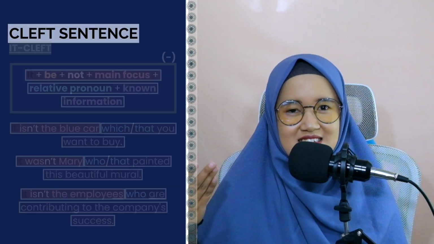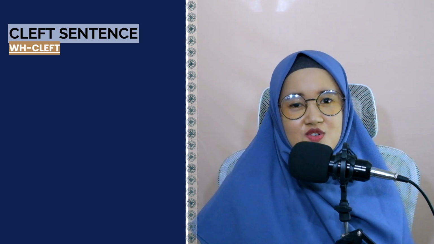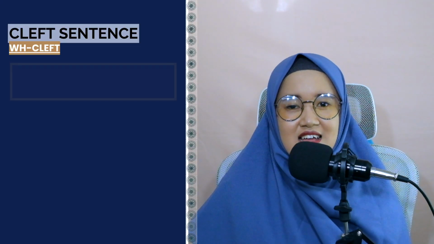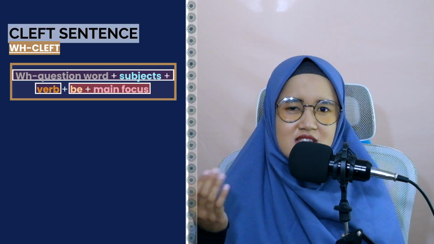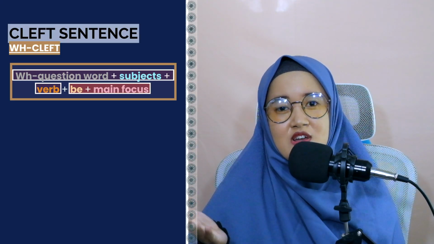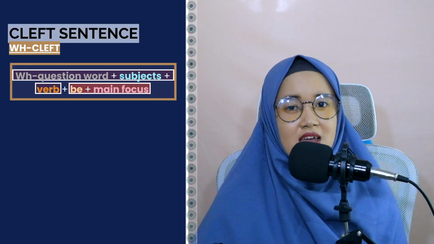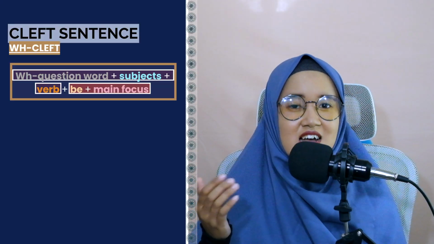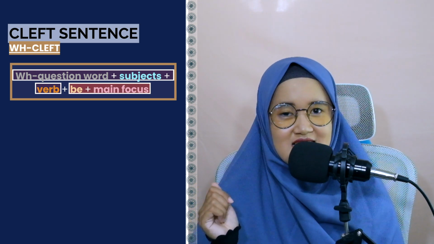Let's keep going. A WH cleft sentence is a type of cleft sentence used to emphasize or highlight various elements within a sentence. Like it cleft sentences, WH cleft sentences are also characterized by a main clause and a cleft clause, and they often begin with a WH question word like what, who, where, when, why, and how. These sentences are a way of bringing attention to specific information or an element in a sentence.